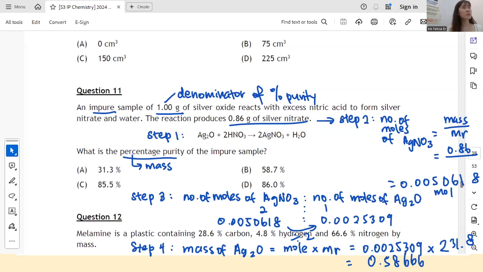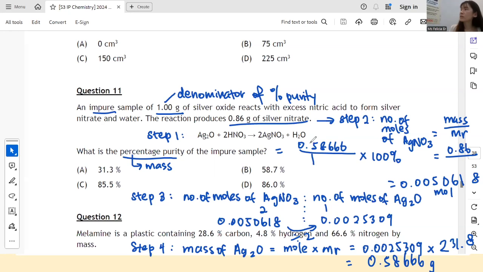0.58666. Same, right? The rest of you got the same number, right? Okay. So in this case, once you get this value, now you can use the percentage purity formula. So percentage purity is always small mass over big mass, because remember, we need to get it less than 100%. That's why it should be 0.58666 over the bigger mass, which is 1, then times 100%.